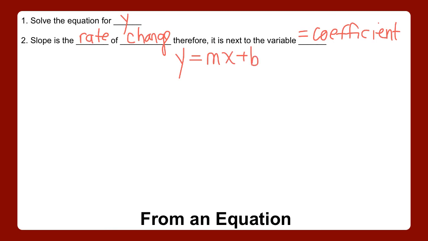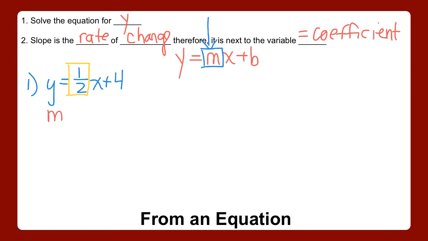So let me give you a problem. Let's do y equals 1/2 x plus 4. If slope is our rate of change, our multiplier, our direct variation, our coefficient, whatever you want to call it, where would you find it in this equation? I believe you'd find it right there, which makes our slope equal to 1/2. So that was just a look and see. Look at it and see what your coefficient is. There it is. There's your slope.